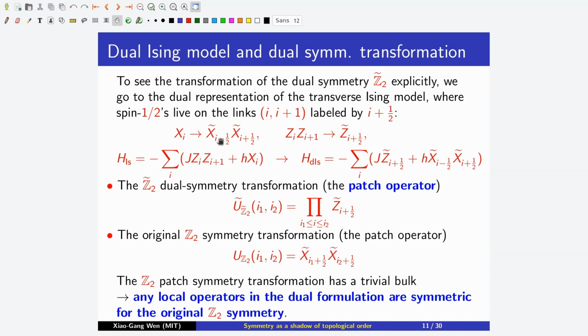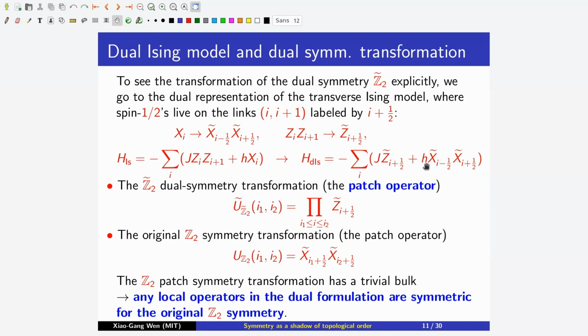Product of a bunch of X. With the product of a bunch of X, when Xi, Xj, and Xi plus 1 multiply together, there's some overlap and they kind of cancel each other. So when you multiply a bunch of X together, you end up with an operator with only X tilde on the two ends of a string. The middle X tildes all cancel each other. So it's very similar: the original Z2 symmetry operator became this operator with empty bulk. So we have the same story.